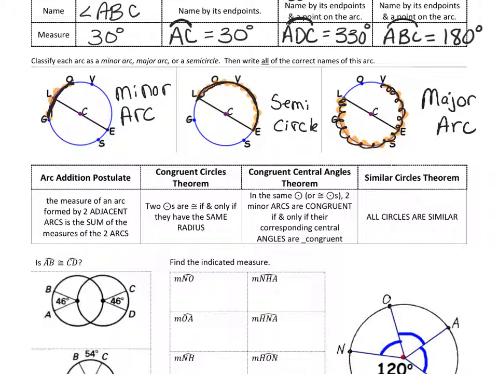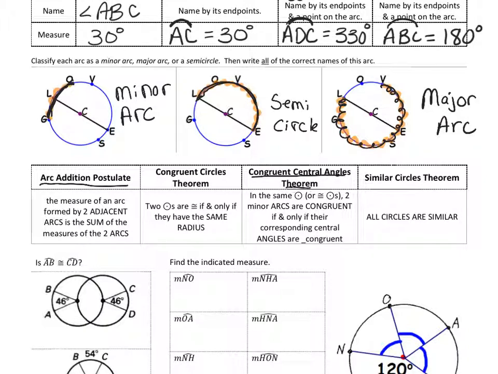So we have 4 little theorems here in the middle that are pretty self-explanatory, but I'm going to read them to you. It says the arc addition postulate. The measure of an arc formed by 2 adjacent arcs is the sum of the measures of the 2 arcs. That just means you take 2 little arcs together and you get a big arc. The congruent circles theorem, it says 2 circles are congruent if and only if they have the same radius. So circles that have the same radius are congruent.